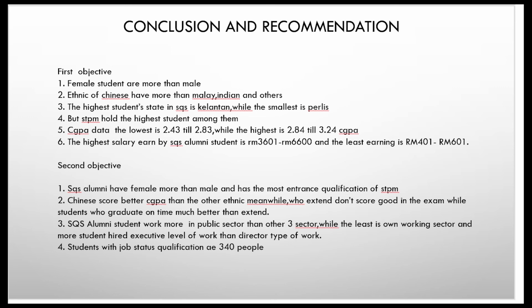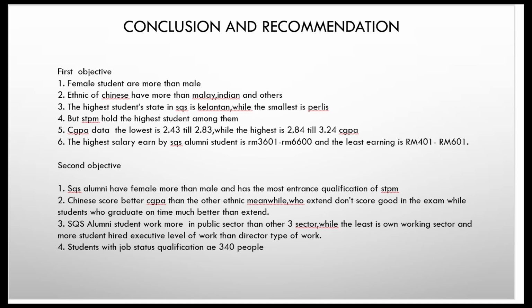First objective: Female students are more than male students. Ethnic Chinese are more than Malay, Indian and others. The highest student state in SQS is Kelantan, while the smallest is Perlis. But STPM holds the highest number of students among them. For CGPA data, the lowest is 2.43 till 2.83, while the highest is 2.84 till 3.24 CGPA. The highest salary earned by SQS alumni students is RM 3601 till RM 6600, and the least earning is RM 401 till RM 601.